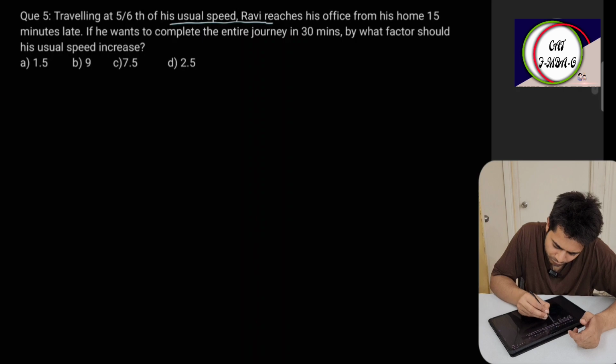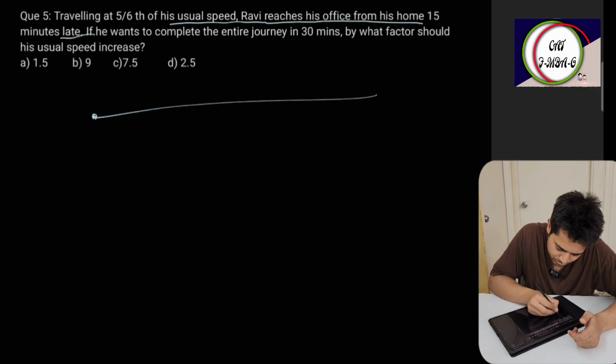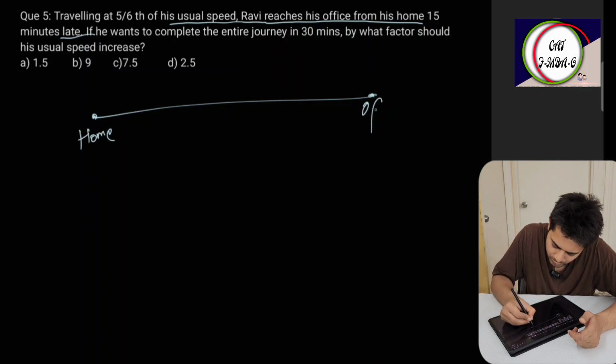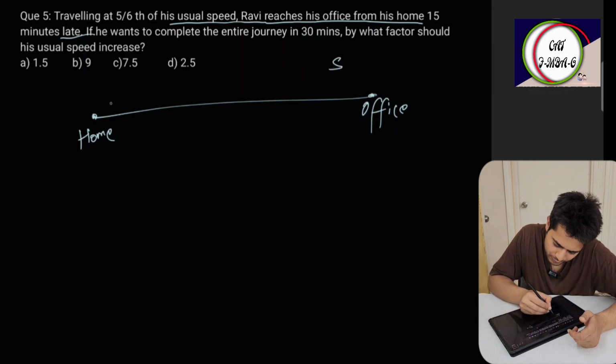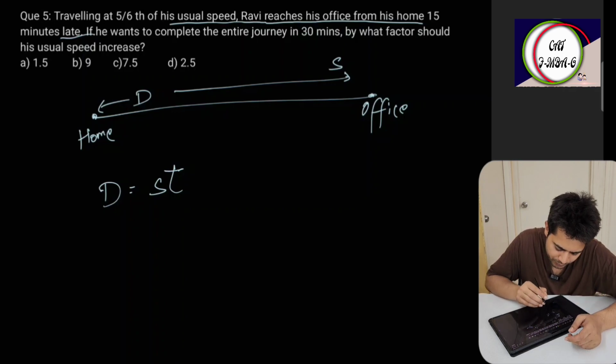Traveling at 5/6 of the usual speed, Ravi reaches his office from his home 15 minutes late. So this is home, this is office. Let the speed of Ravi be S. Let the distance be D. So distance is equal to speed into time in normal circumstances.